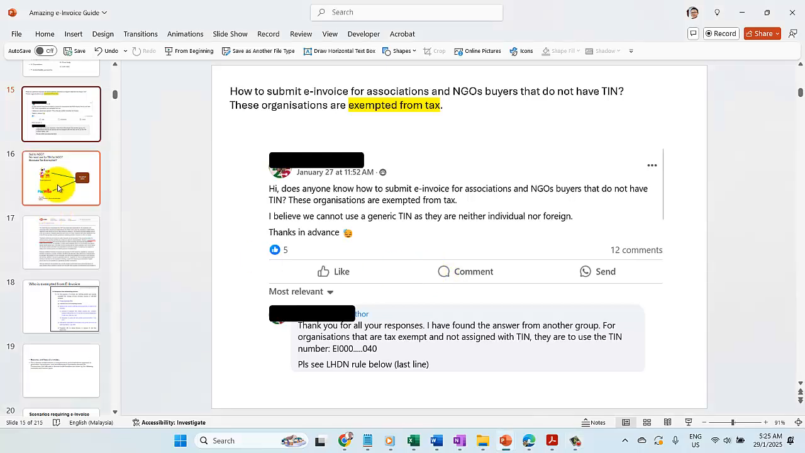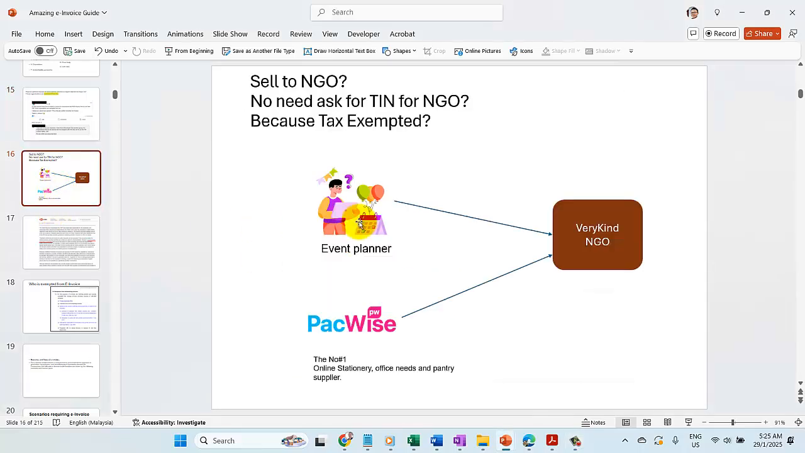Well, let's take a look at an example here. Let's say this person sells something to the NGO. So do they need to ask for the tax identification number from the NGO? The number one online stationery office needs and pantry supplier sells something to the NGO, like a pen, boxes of tissues. So do they need to ask for TIN from the NGO? Okay, so just because it's tax exempted doesn't mean that they do not need to have TIN.